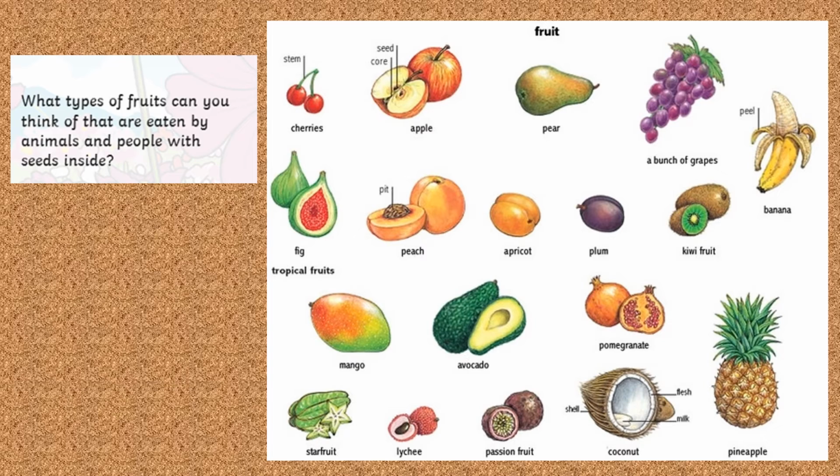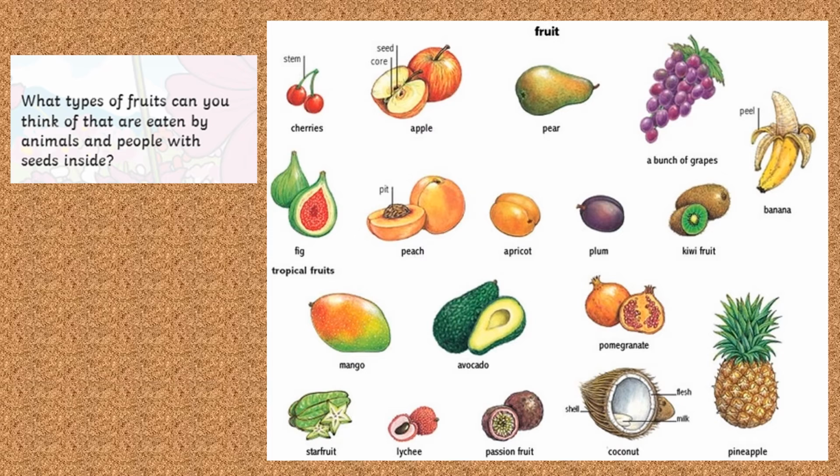Tropical fruits, figs, they have lots and lots of tiny little seeds inside. A mango has one large seed inside, the same as an avocado. Pomegranate, they have lots and lots of little seeds inside. So does star fruit. A lychee has one seed inside of it. Passion fruit has lots of seeds inside of it.